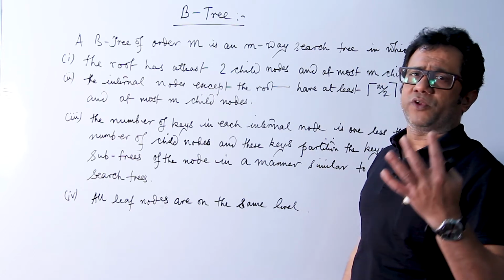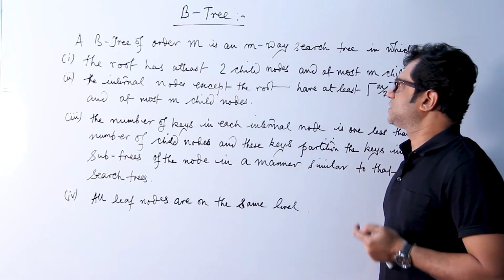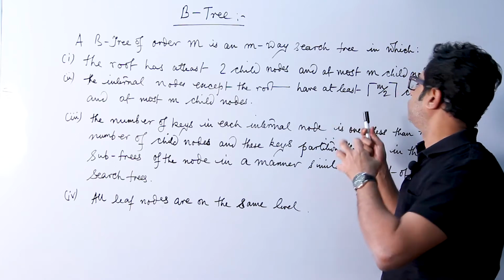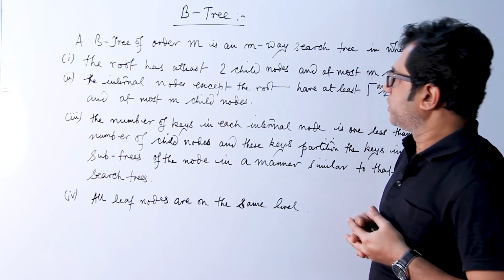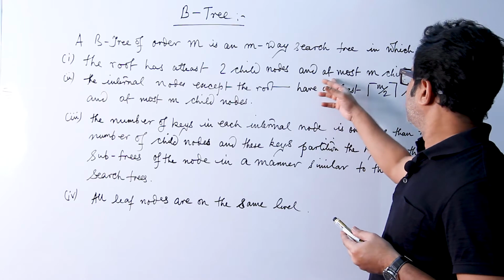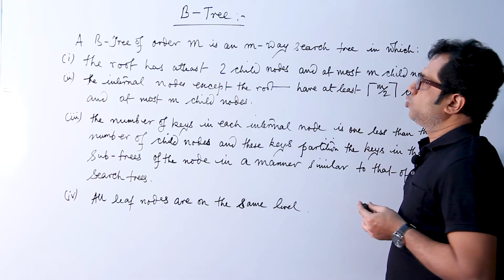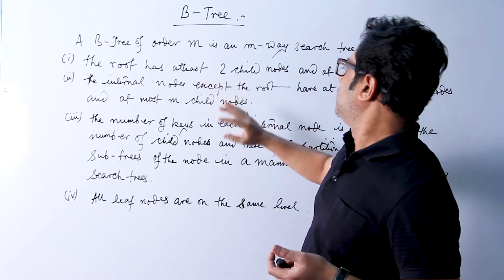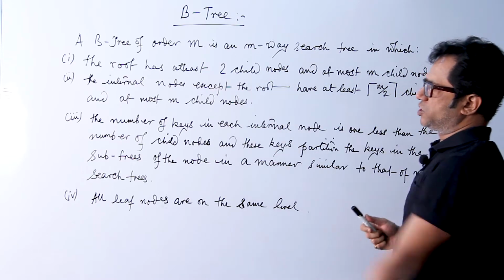Suppose the order of the tree m is equal to 3. Then the root has at least two child nodes and at most it can have 3 child nodes. Or if the order is say 5, the root has at least 2 child nodes and at most 5 child nodes, in this way. So the root has at least 2 child nodes and at most m child nodes for a B tree of order M, where a B tree is nothing but an M-way search tree which should have these following conditions holding on it.